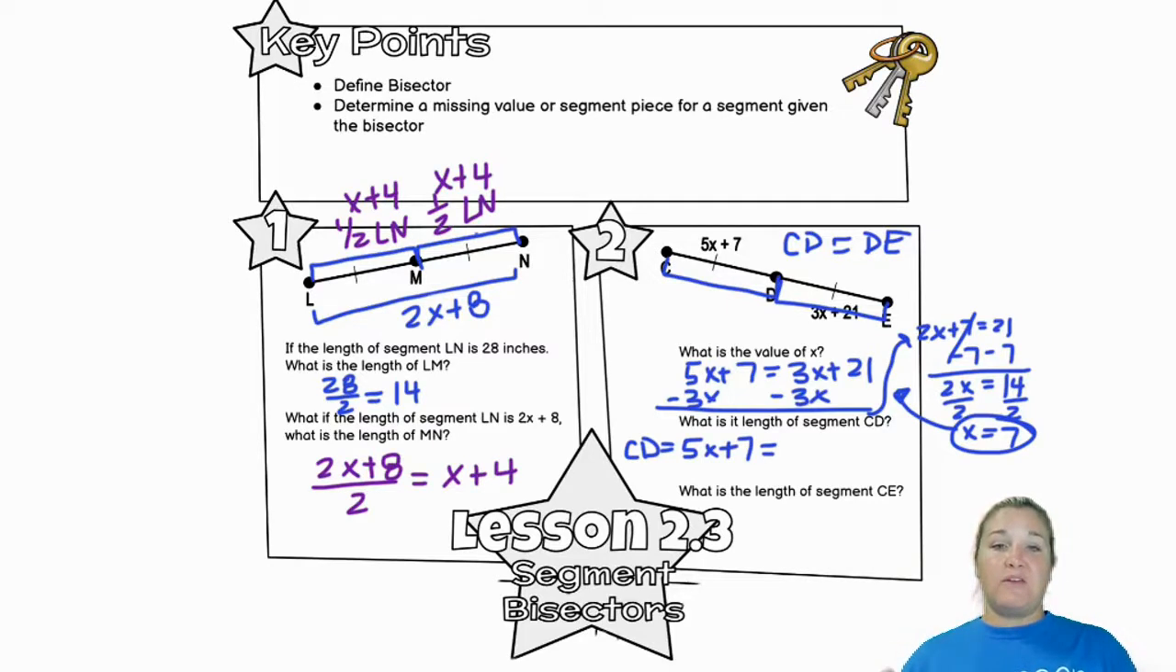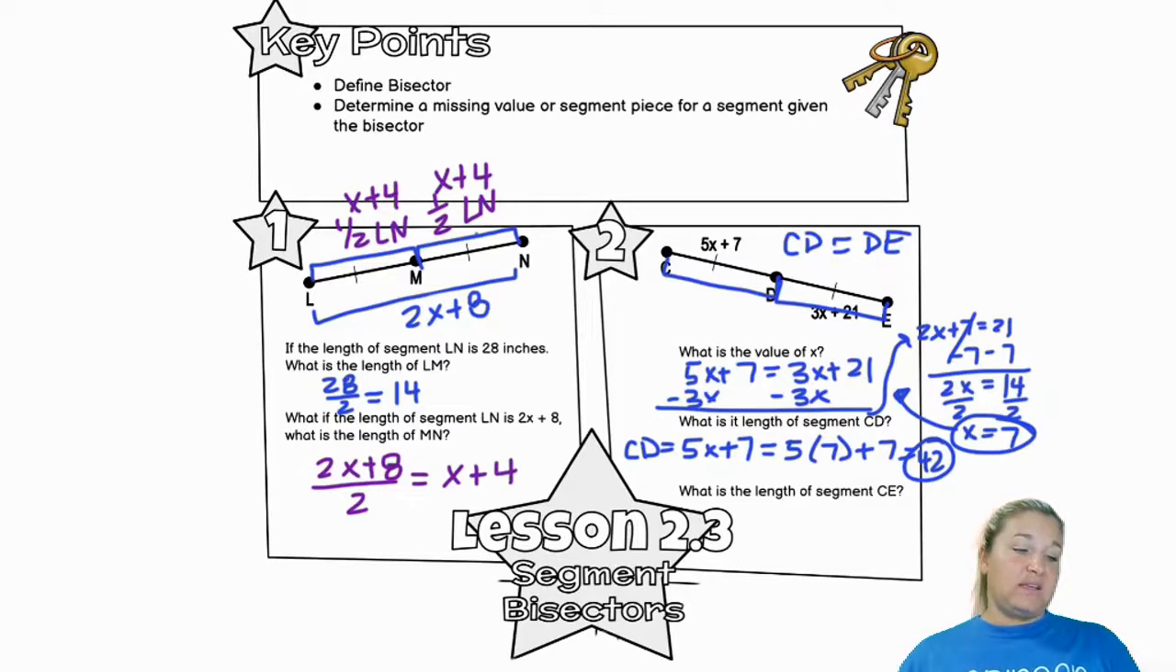What was keeping me from just being able to identify the length of CD was the value of x. Now I know x, so I can replace it. So 5 times 7 plus 7. So 35 plus 7 is going to give me 42.